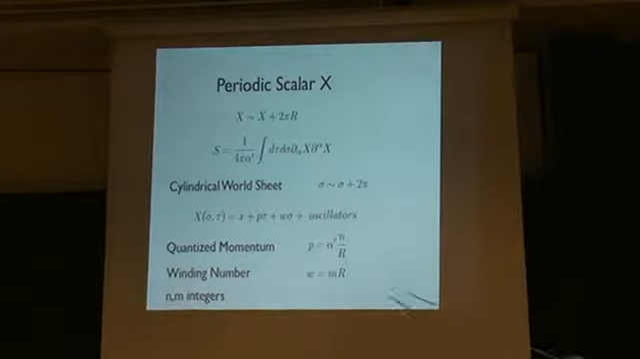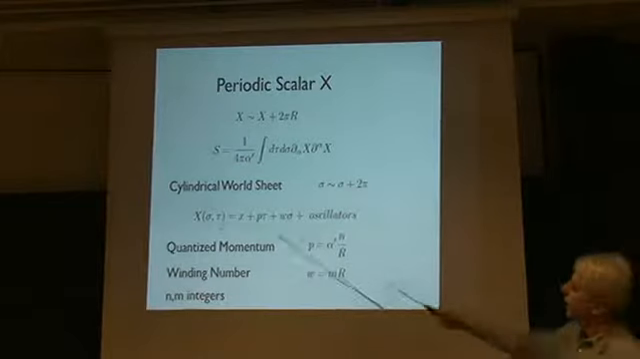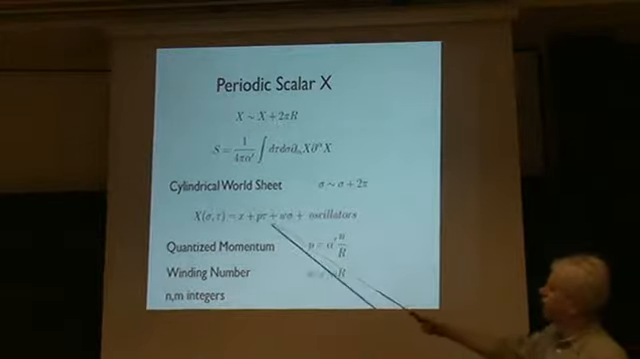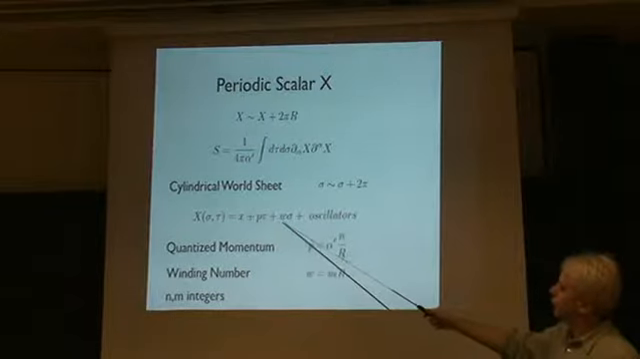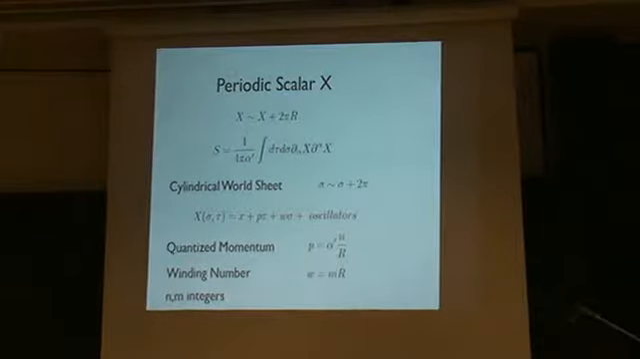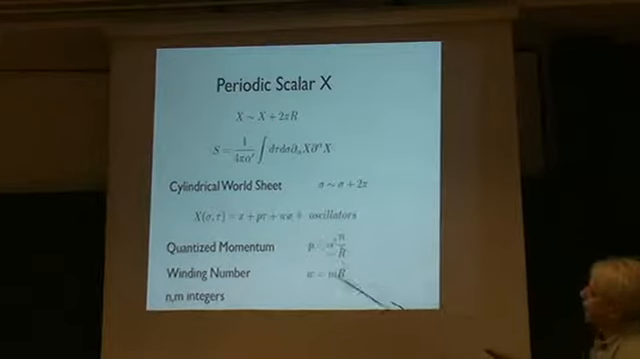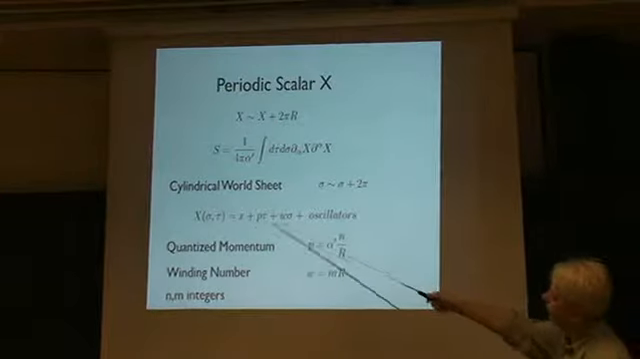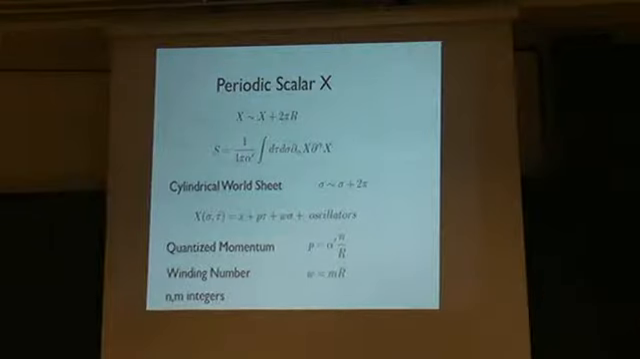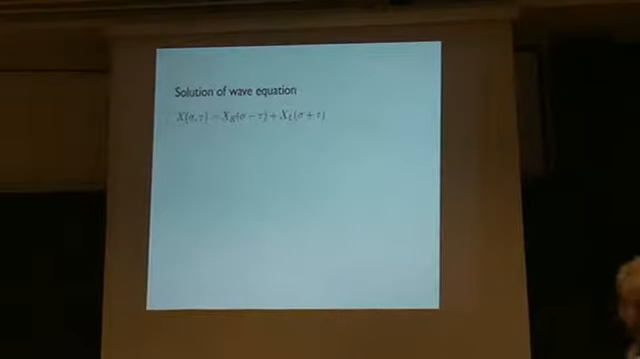And as sigma goes from sigma to sigma plus 2 pi, we see that x goes to x plus 2 pi w. So if w is m r, where m is an integer, that means that the string is wrapping m times around the x-dimensional circle. So here, n and m are integers. So we've got these two integers here, and then there's the oscillator pieces occurring there.